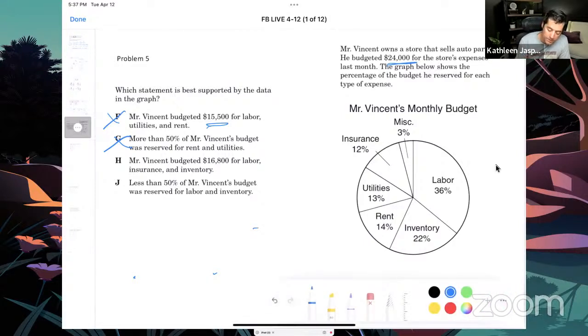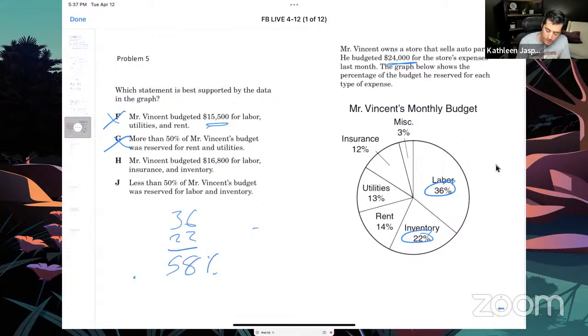And Mr. Vincent budgeted $16,800 for labor, insurance, inventory. Okay. So I'm going to have to calculate that one again, but let me just jump down to the next one just because I want to see if it's something where I can do it pretty quick. Less than 50% of Mr. Vincent's budget was reserved for labor and inventory. So if I just look at labor and inventory, I can do 36 and 22 in my head, and it's 58. Well, 58 is more than 50, so that one's gone. And by process of elimination, H is the correct answer, right?